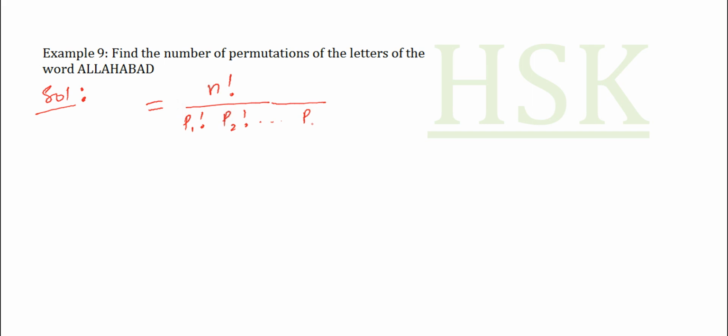on up to pk factorial, where p1 is the number of times the object of one kind is repeated, p2 is the number of times the object of second type is repeated, pk is representing the number of times the object of kth kind is repeated. Okay, so first of all I take these letters and separate them. So A, L, L, A, H, A, B, A, D. Okay, so this A is going to come here.